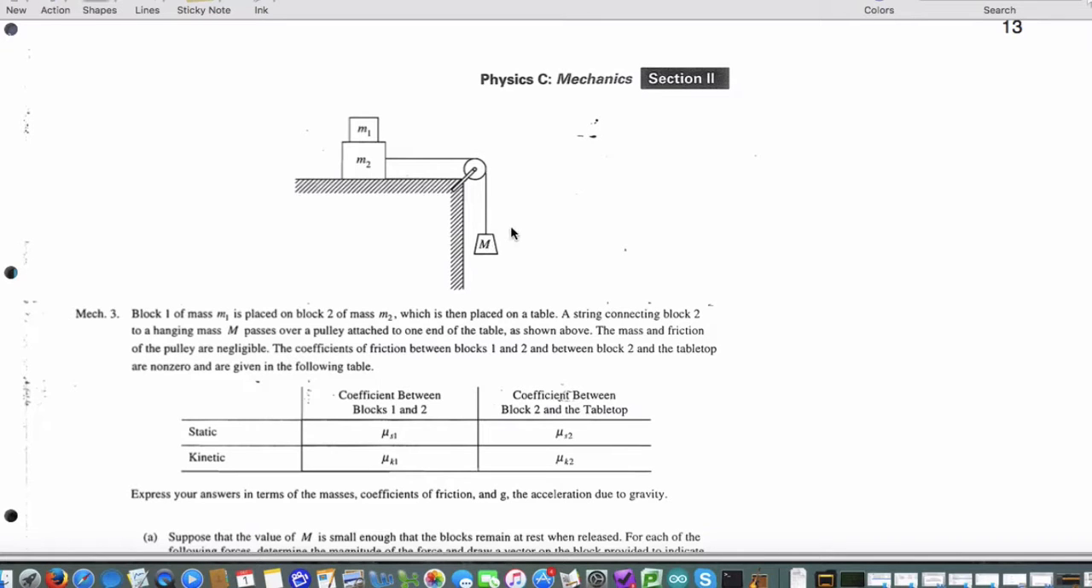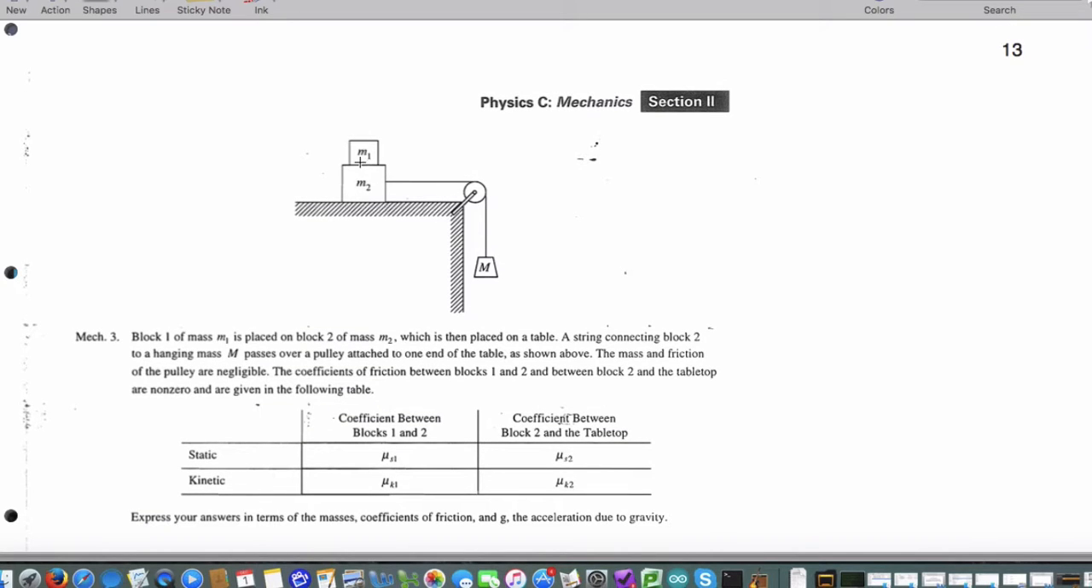Let's go ahead and take a look at this problem here. We have some things being diagonal. Let's be really clear. We have quite a few coefficients of friction. We have mu between 1 and 2 here, which I'll call mu static 1 and mu kinetic 1, depending on whether it's moving or not. And then here we have mu static 2 and mu kinetic 2, depending on what's going on.